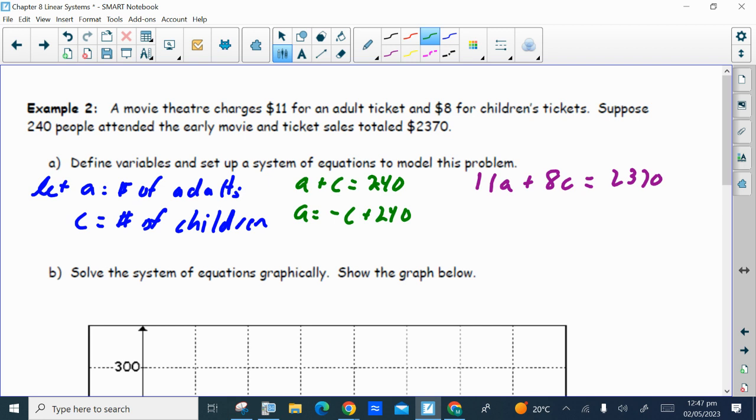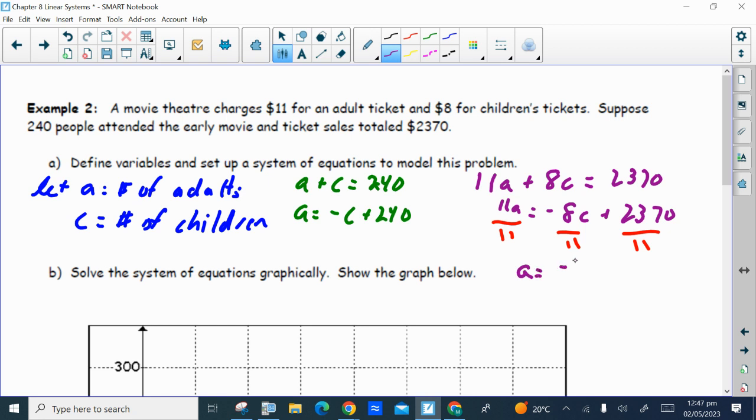So because I got a by itself in the first equation, I also want to get a by itself in the second equation. So I would start by subtracting the 8c from both sides. It'll become negative 8c on the other side. And I forgot the a with the 11, so we'll do that. And now we will divide everything by 11 to get a by itself for this equation as well.